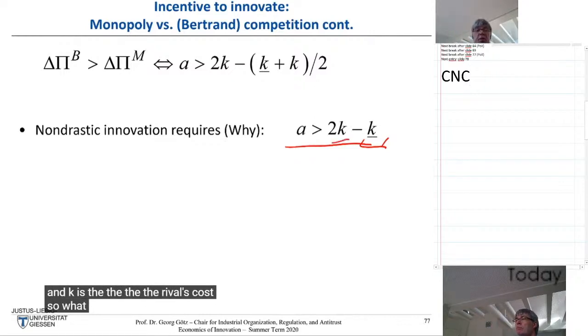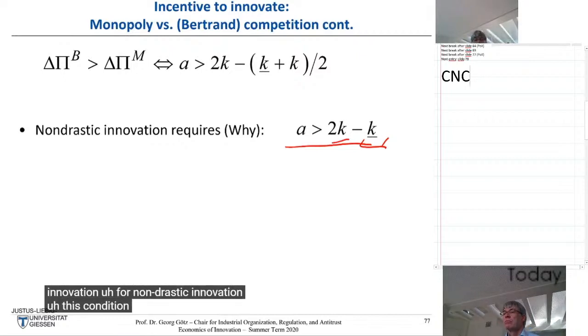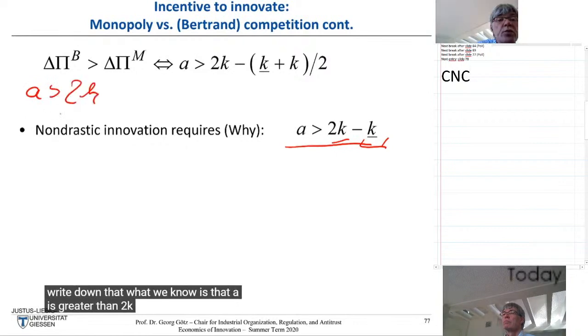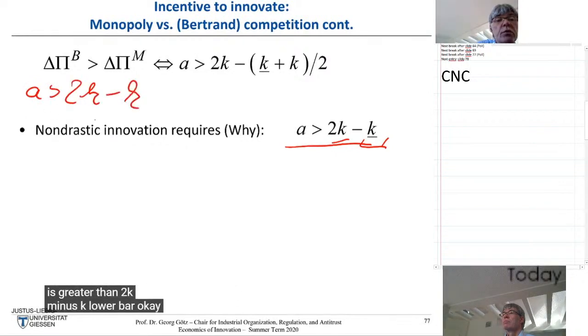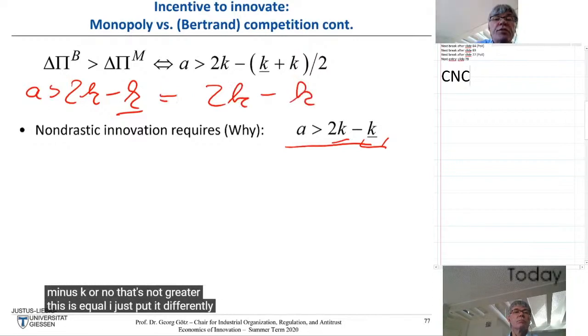So this is a proof that for non-drastic innovation, this condition is satisfied. But if this condition is satisfied, we might just write down that what we know is that a is greater than 2k minus k lower bar. Okay, but this is certainly greater than 2k minus k, or oh, no, that's not greater. This is equal. I just put it differently.